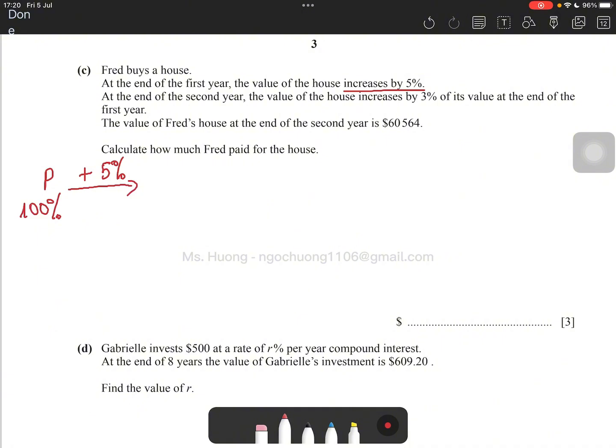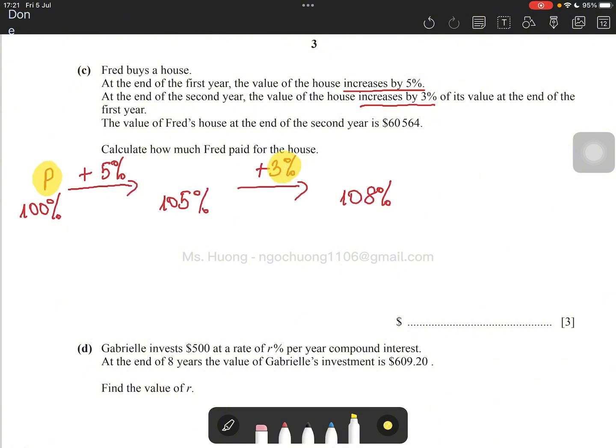Then after 1 year, the value will be 105%, isn't it? And then after the second year, the value of the house increases by 3%. Do you think that 105% increases by 3%, then the new value is 108%? This is totally wrong, because if you think 105 plus 3 equals 108%, which means you think that this is 3% of the original amount.